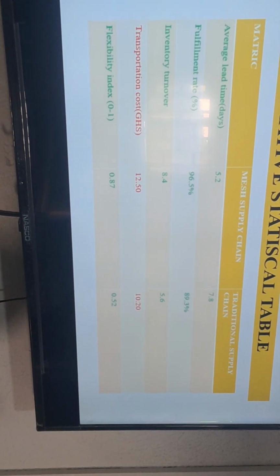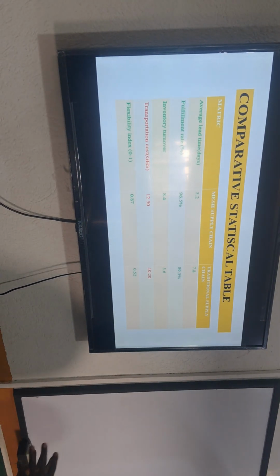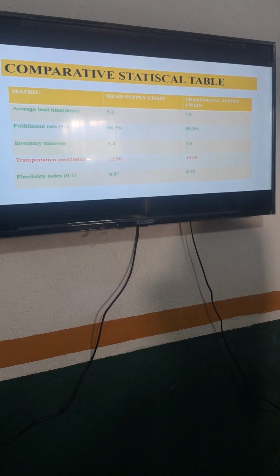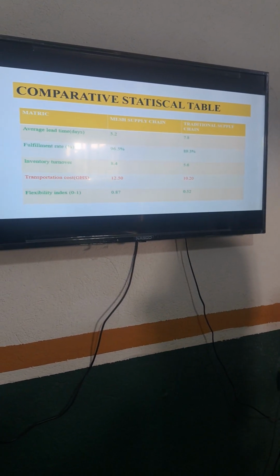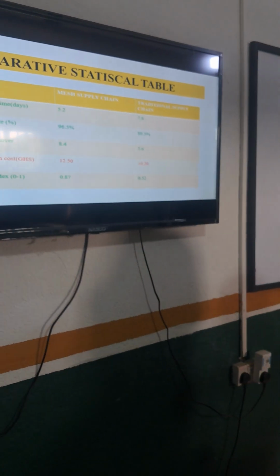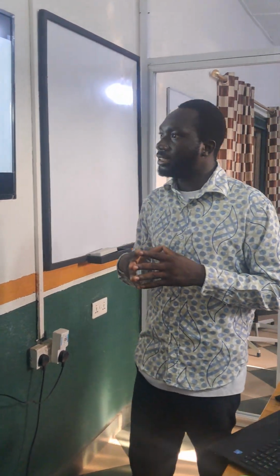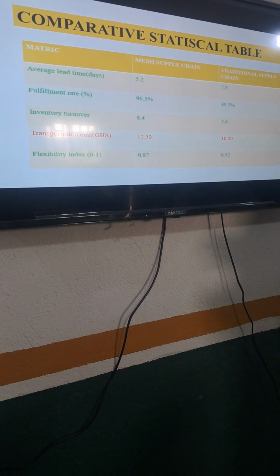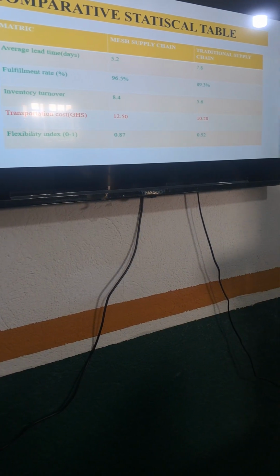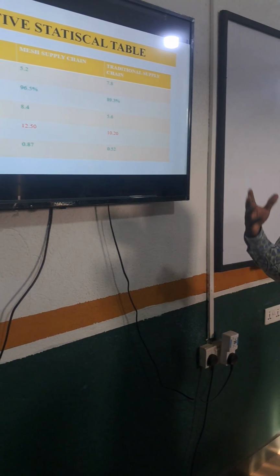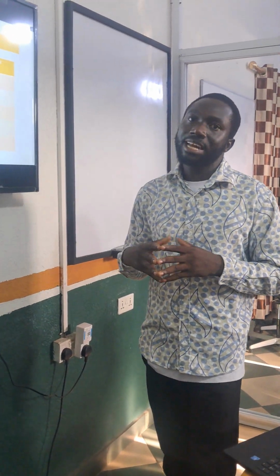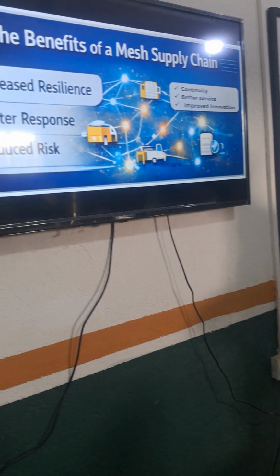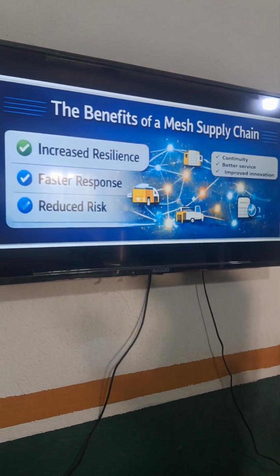Then we have the cost, that's transportation cost. This is where I can say the mesh supply chain is lagging. It has 12.50, and the traditional supply chain has 10.20. In terms of flexibility index, the mesh supply chain is leading, and the traditional supply chain is lagging. So according to this statistic, we can see that the mesh supply chain is more advantageous than the traditional supply chain.